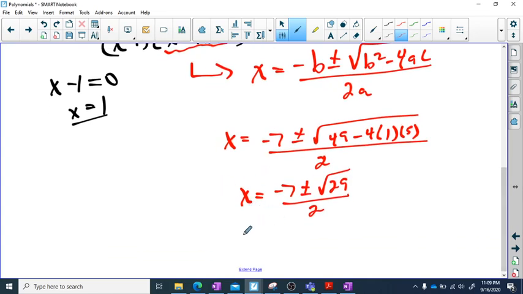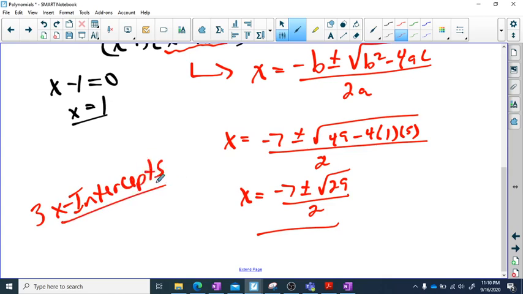So those are your three answers. 1 is one answer. Negative 7 plus the square root of 29 divided by 2 would be a second answer. Negative 7 subtract the square root of 29 over 2 would be your third answer. So this one has 3 x-intercepts. And unless there was some reason I needed to maybe draw the graph, where I had to figure out where this is as a decimal, unless I'm asked for that, I would just leave it as a radical, and this is simplified as far as it'll go.